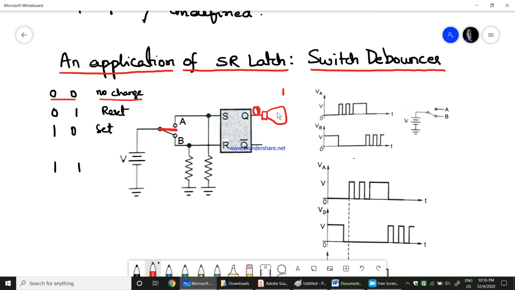Therefore, if the bulb is in the on condition, it will remain in the on condition, or if the bulb is in the off condition, it will remain in the off condition. There is no flickering of the bulb here because of the SR latch connected to the bulb. Either it will be on or it will be off. When both A and B are 0, it remains in the previous state itself. So by this, we can see that the bouncing effect will not come into the picture. No flickering will happen with this bulb now. This is the application of the SR latch, which is used to create a switch debouncer circuit, or to reduce the bouncing effect of the switch.